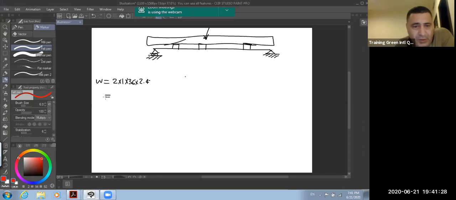W is equal to 2 multiply 1 multiply 36 multiply 2.4, which is equal to 172.8. This is the concentrated load. So the reaction here now is what? The reaction is divided by 2.